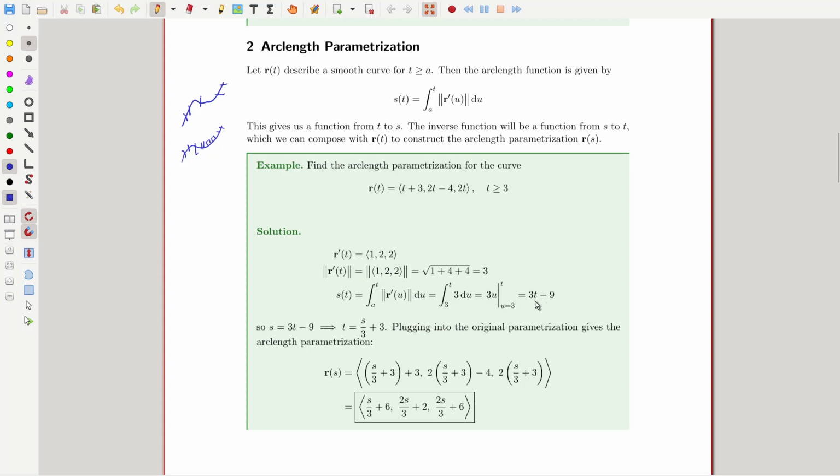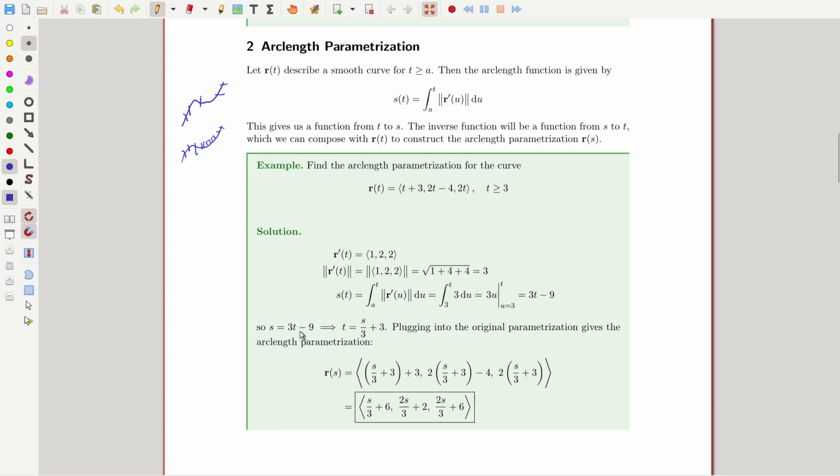At time, or not time 0, time 3, it has length 0 because we start measuring length at 3. And then at time 4, it would have length 3. 12 minus 9, 3, yeah. So we end up with this kind of relationship between time and arc length.